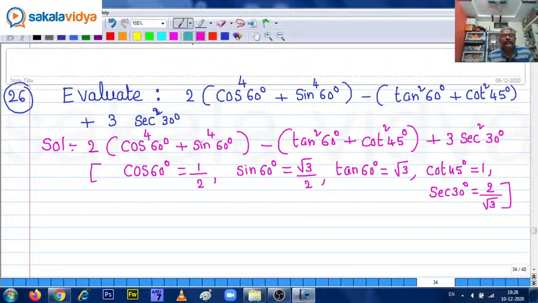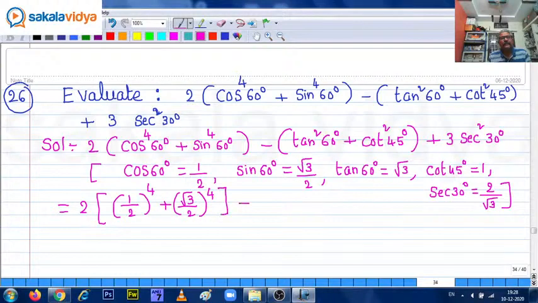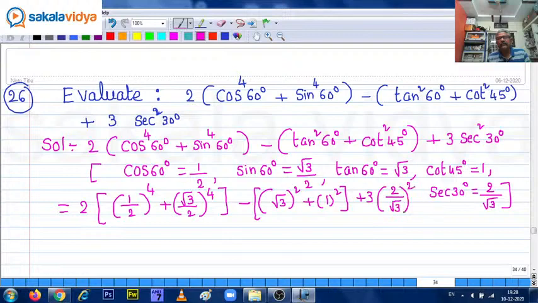Right. So let us substitute the values. This is 2 times cos 60 means 1 upon 2 to the power 4, sine 60 whole to the power of 4, root 3 upon 2 whole to the power of 4, so minus tan square 60 means root 3 square, plus cot square 45 degrees, 1 square, plus 3 times 2 upon root 3 whole square. So you need to simplify very carefully.